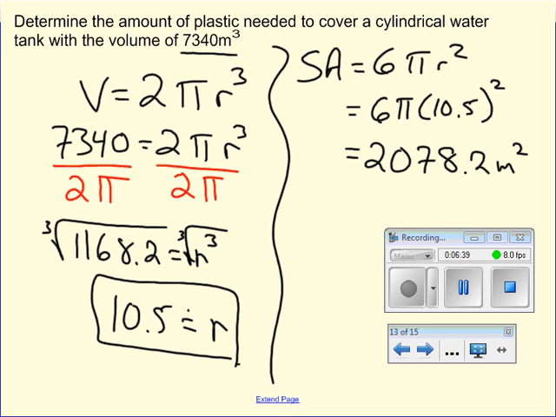So if I'm looking for surface area, first I have to find the radius, and I use that with my given volume formula. Before, I was given the surface area and I wanted to find the volume, so I used my 6 pi r squared formula to find the radius and do the reverse. So these are two lessons that are very much intertwined, and that brings us to the end of optimizing measurements.